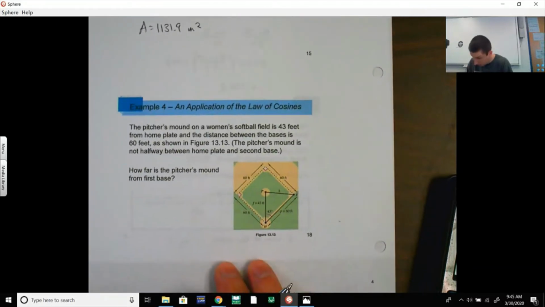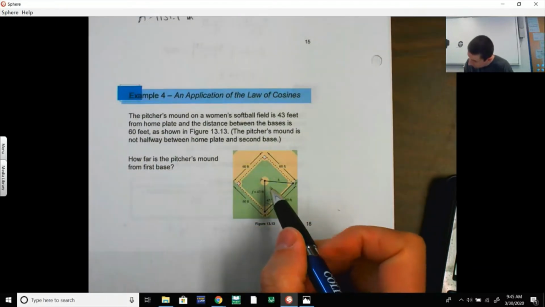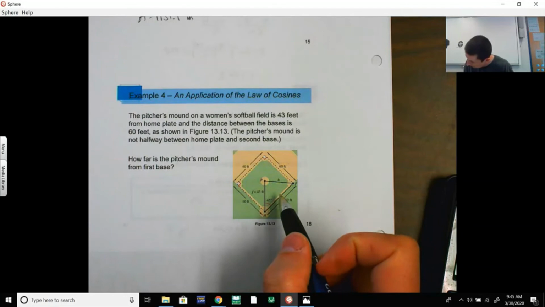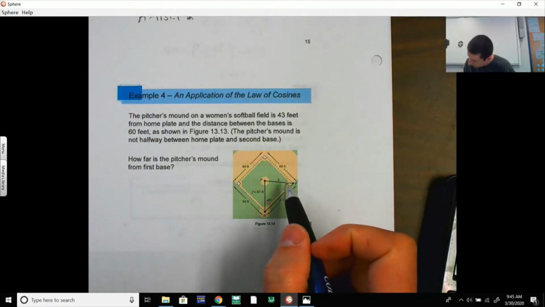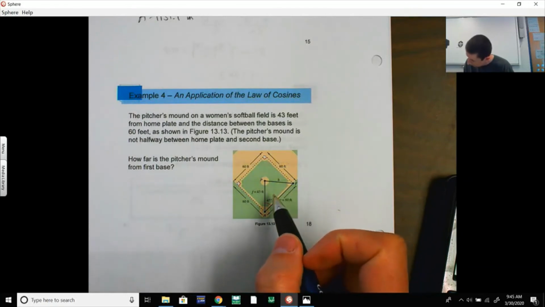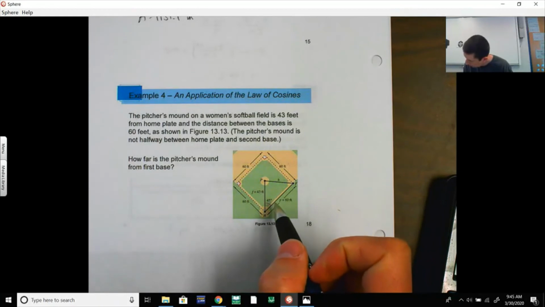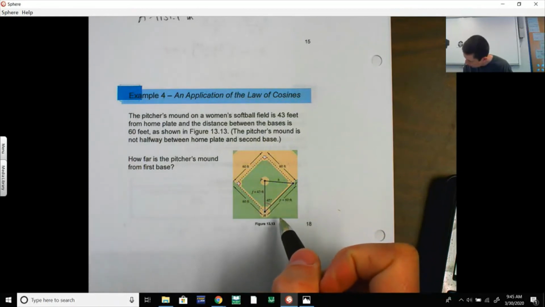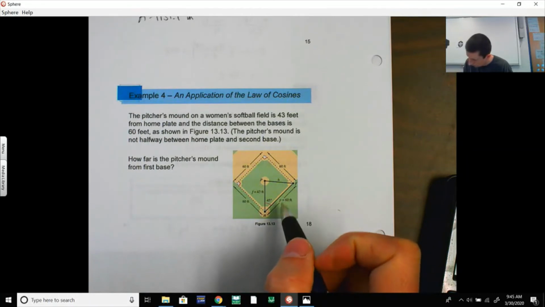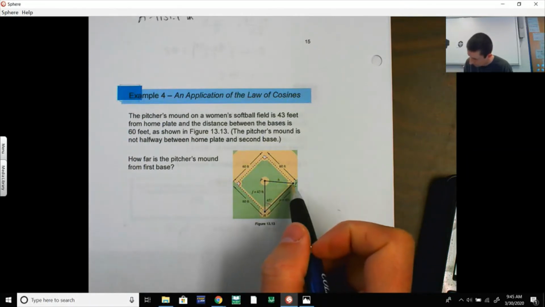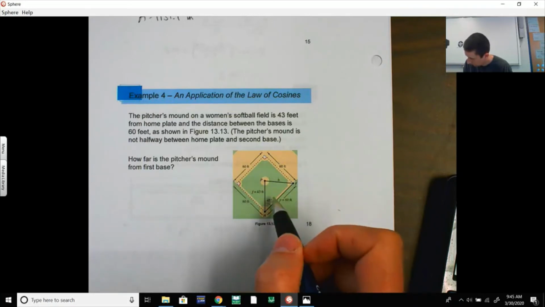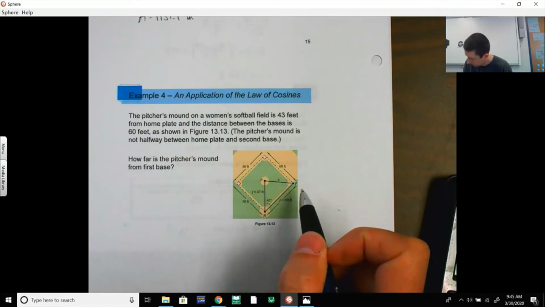The pitcher's mound on the women's softball team is 43 feet from home plate, and the distance between the bases is 60 feet. How far is the pitcher's mound from first base? Well, I'm assuming that's a 45, 45, 90 triangle, right? So that's a square, so it should be 43 feet. But we can confirm that.